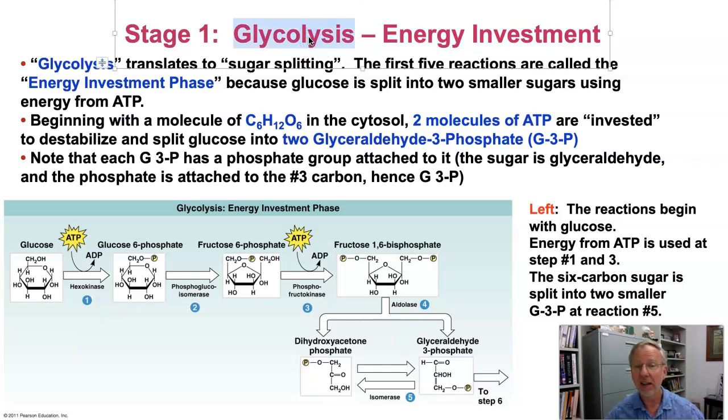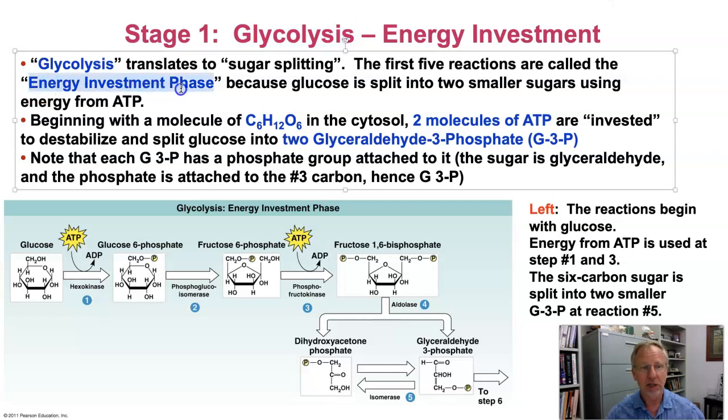And the reason why these first series of chemical reactions are called the energy investment phase is because 2 molecules of ATP in 2 different places here are used as an energy source to kind of get these chemical reactions going, to get them started. It's kind of like lighting a match to get a fire burning. So energy has to be invested to start the cascade of chemical reactions that are going to release energy and make ATP. So that's why it's called energy investment. That's what we're beginning with.